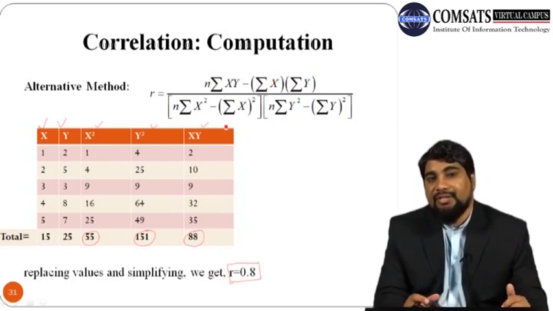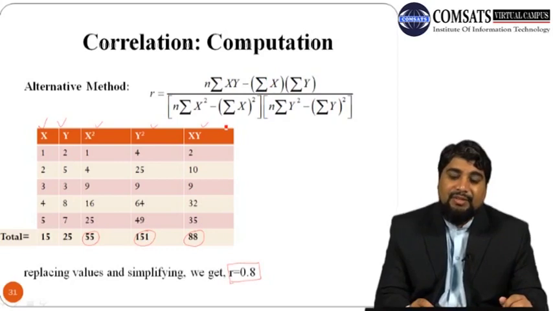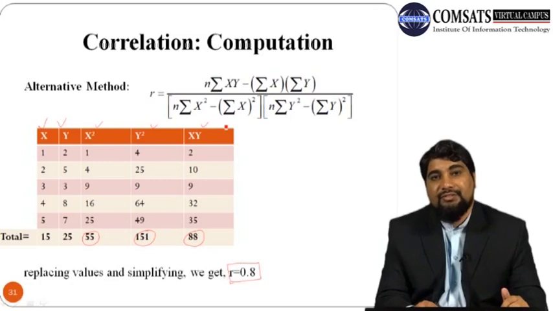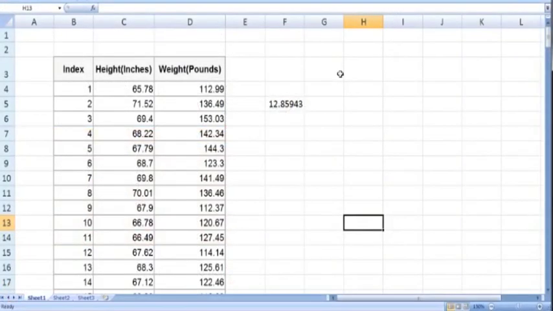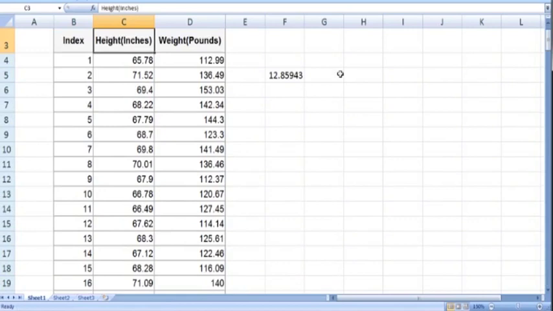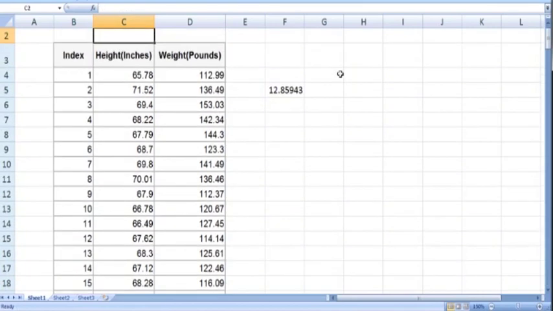Anyway, nowadays we have the MS Excel program, so you can use MS Excel to calculate the value of the correlation coefficient. Let us demonstrate how we can use Microsoft Excel to calculate the correlation coefficient. Here is the complete data set of around 200 individuals, and we have the data on heights and weights. Height is in inches and weight in pounds. We want to calculate the correlation coefficient.